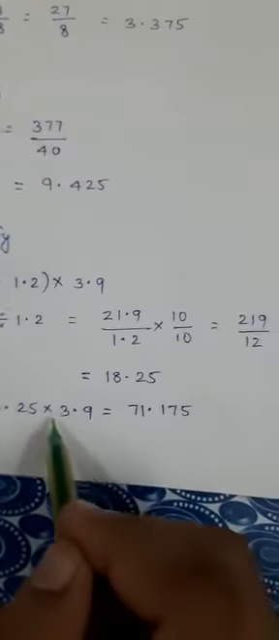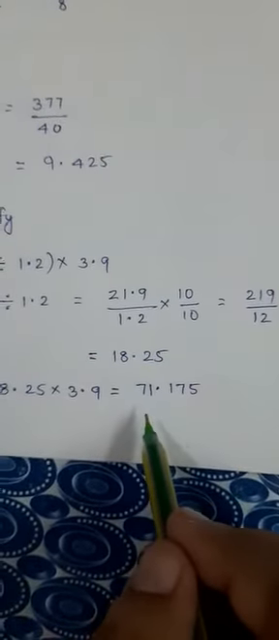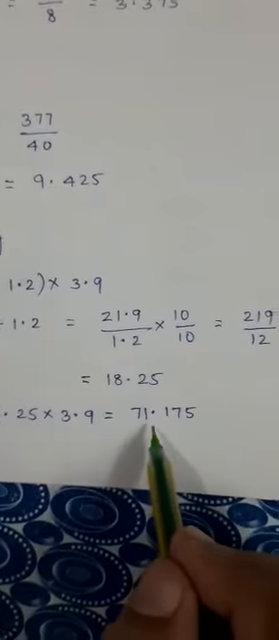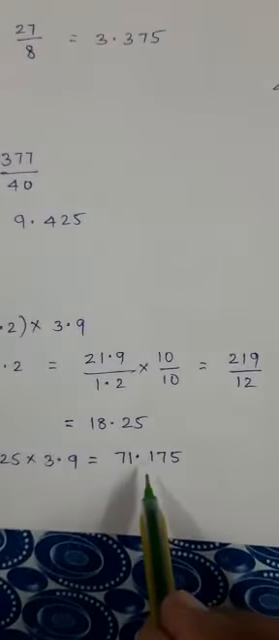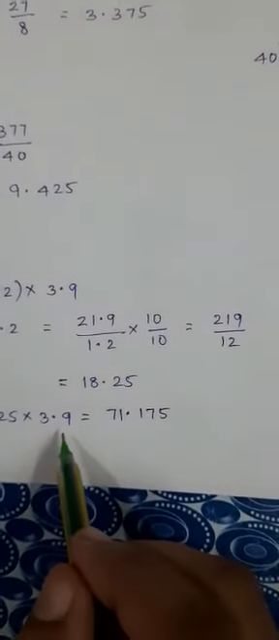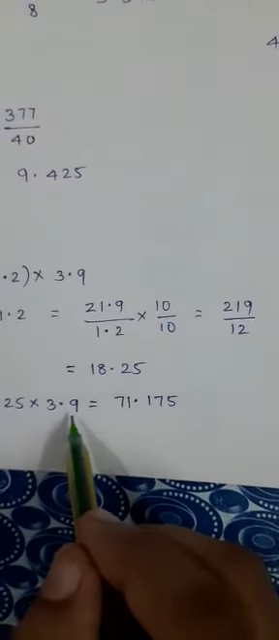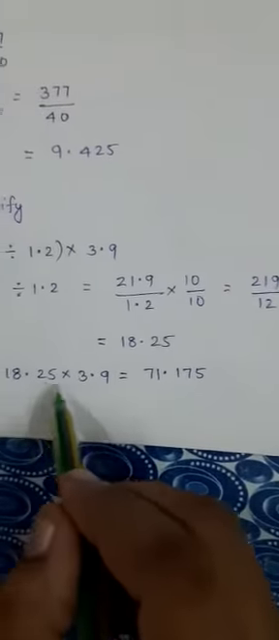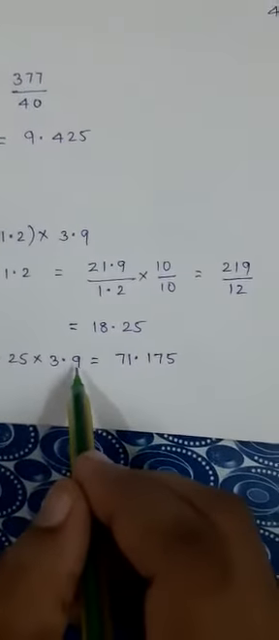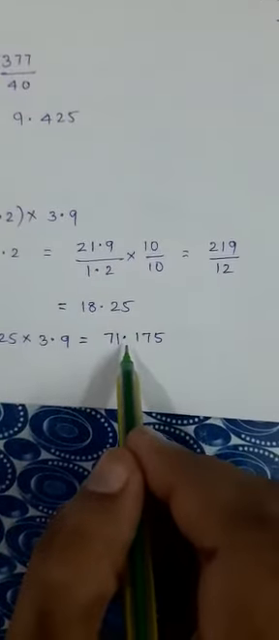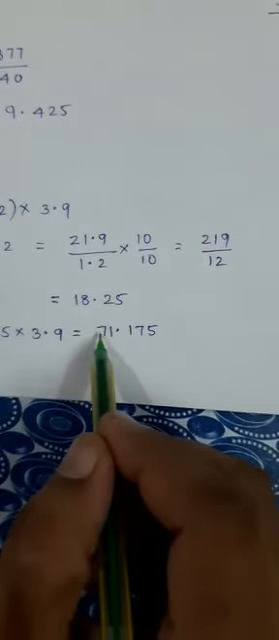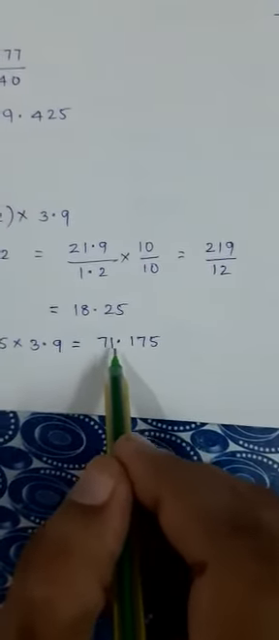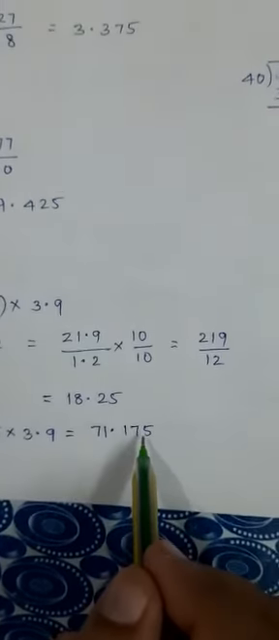Now 18.25 multiplied by 3.9. First multiply these two. So the answer is 71,175. Then put the decimal point. After how many digits do we put the decimal point? Here 2 digits, here 1 digit. So total 3 digits. After 3 digits you have to put the decimal point. So the answer is 71.175.